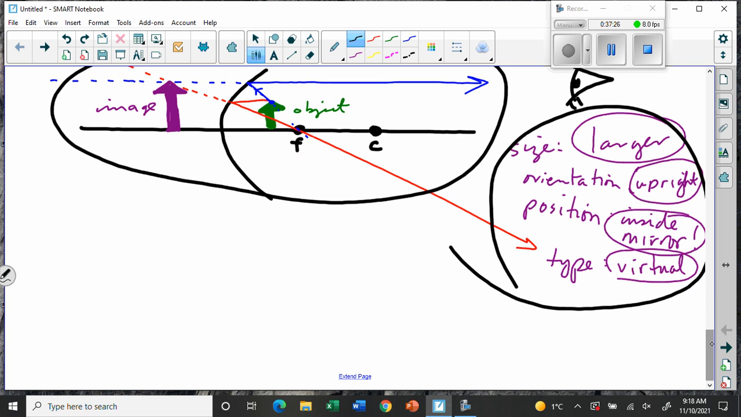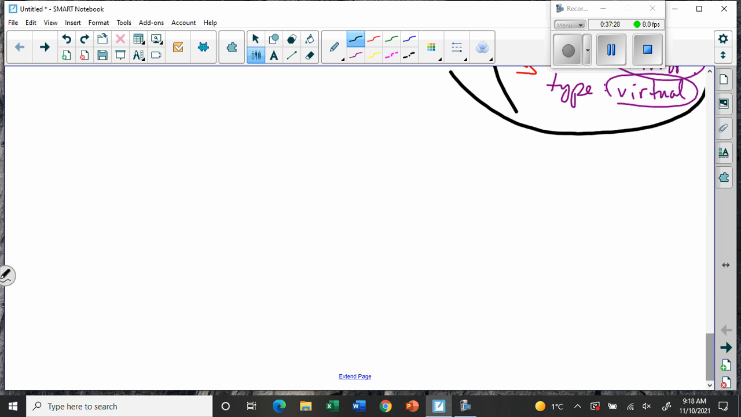Okay, now, what about a diverging mirror? That's the other one. Turns out it's a lot easier or simpler. And that's because there's really only one option. So let's look at what happens if we use a diverging mirror instead of a converging mirror.